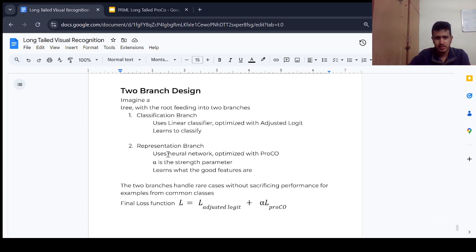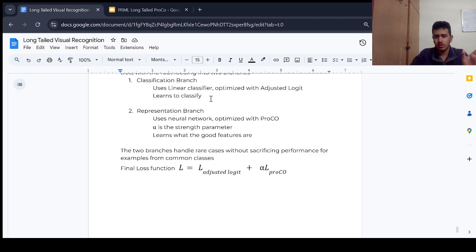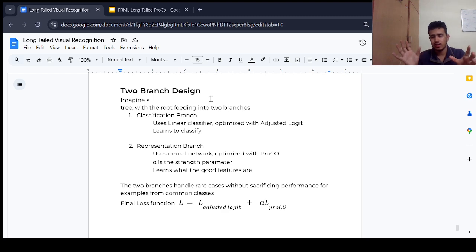And we've reached towards the end. We have a two-branch design. We feed both of the branches with a common backbone, and one uses the linear classifier, one uses a neural network with ProCo. So this is how we try to learn the feature representation in a vMF distribution, and based on that we generate pairs, and after that we arrive at a final loss function which we try to reduce, and based on that we can have a good generation for the tail classes as well.